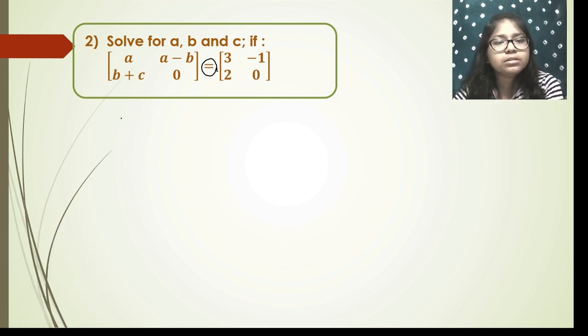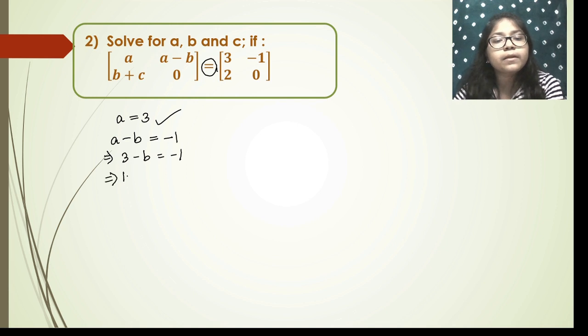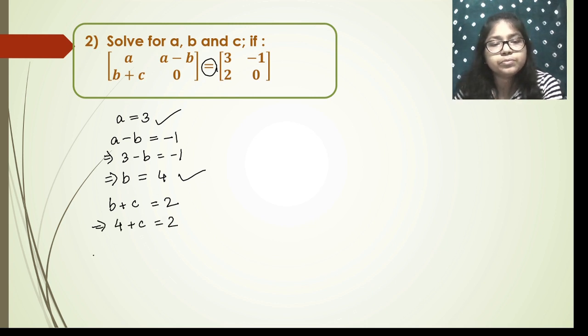So let's write the corresponding elements. A equals 3. We got a second equation. A minus B equals minus 1. We have already got A, so 3 minus B equals minus 1. B is 3 plus 1, that is 4. Third equation, B plus C equals 2. B we have already got, 4 plus C equals 2. So C is 2 minus 4 equals minus 2. And 0 is 0. So you have got A, B and C.